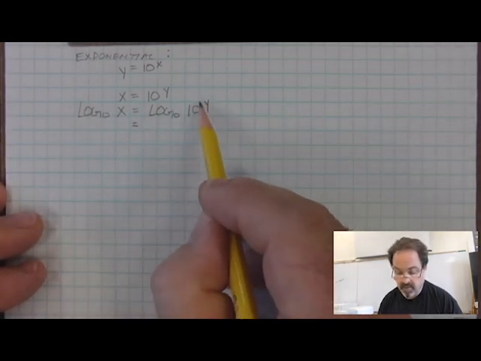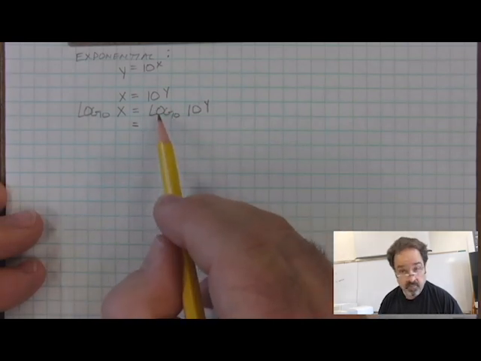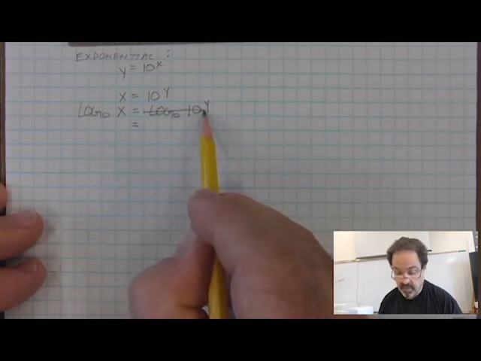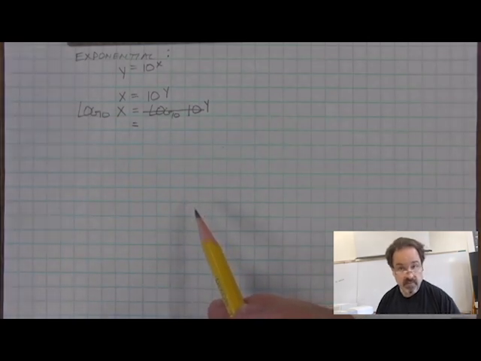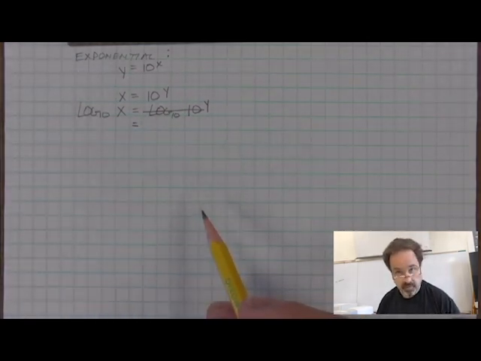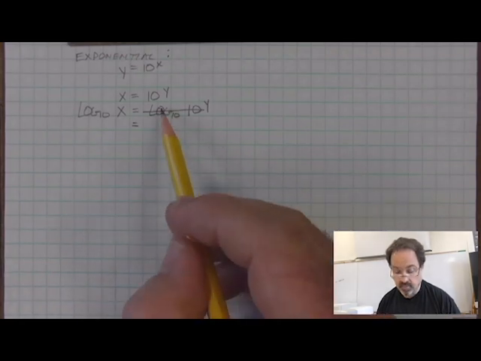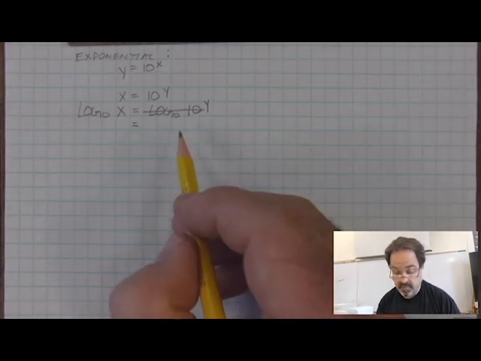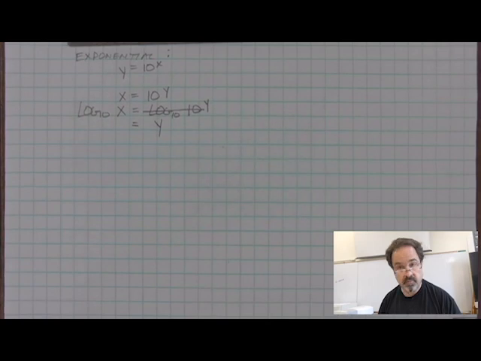Power base 10 and a log base 10 are inverses of each other. They cancel out, just like adding one and subtracting one cancel out, just like dividing by 2 and multiplying by 2 cancel out. Log base 10 cancels a power base 10, leaving y by itself.